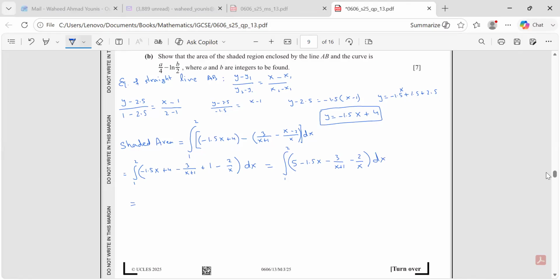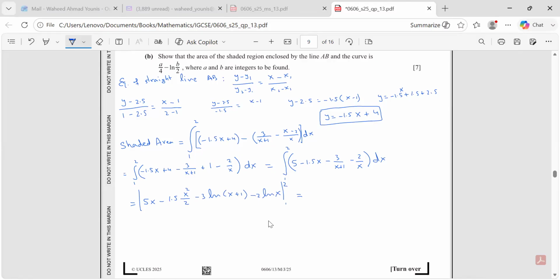This is very simple. You see, 5 will become 5x. Am I right? Minus 1.5x will become 1.5 x squared by 2. This will become minus 3 natural log of x plus 1, and this will be minus 2 log of x. And this whole thing has limits from 1 to 2. Everybody is with me?